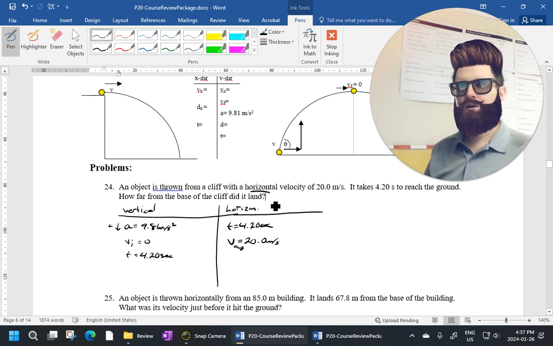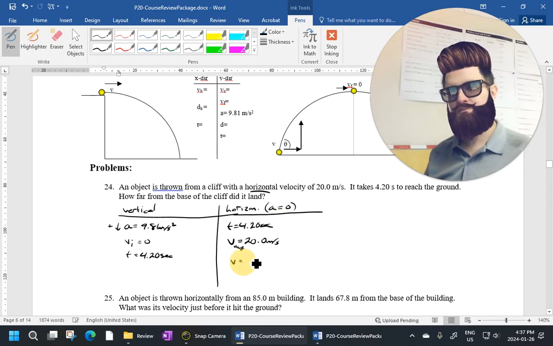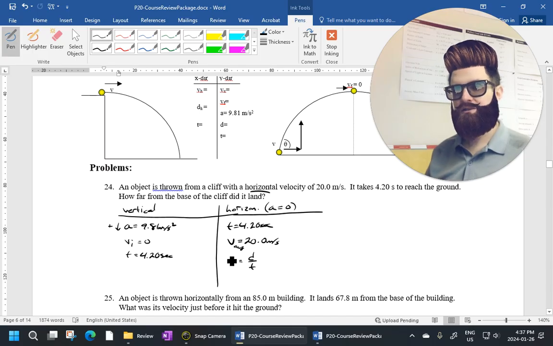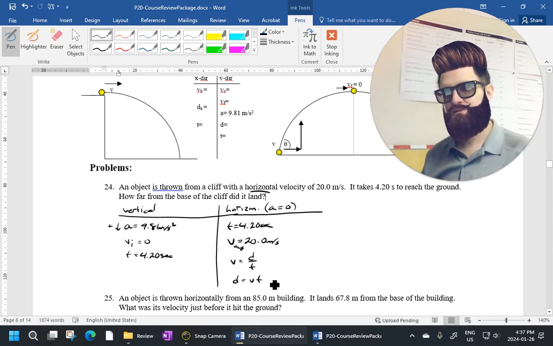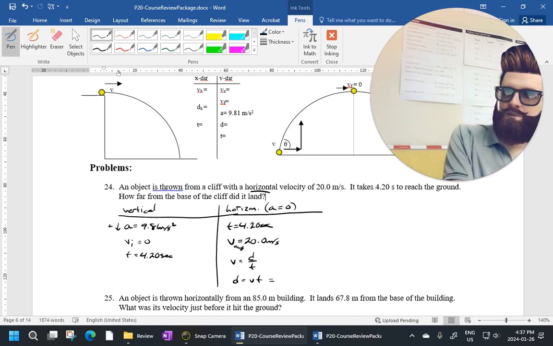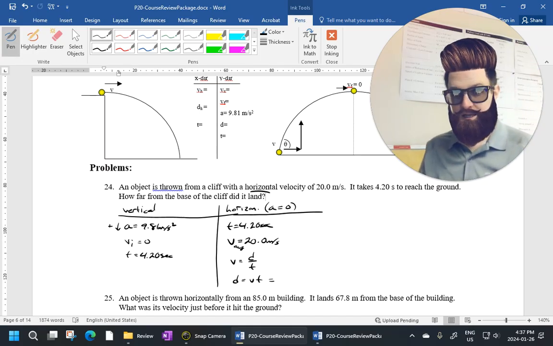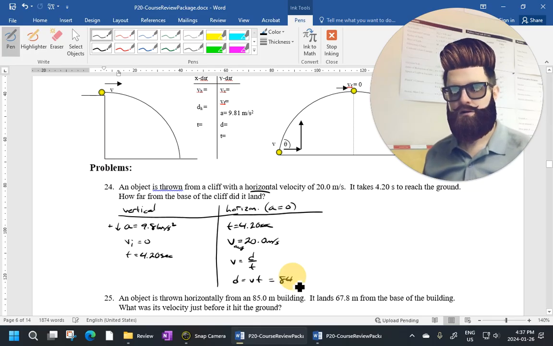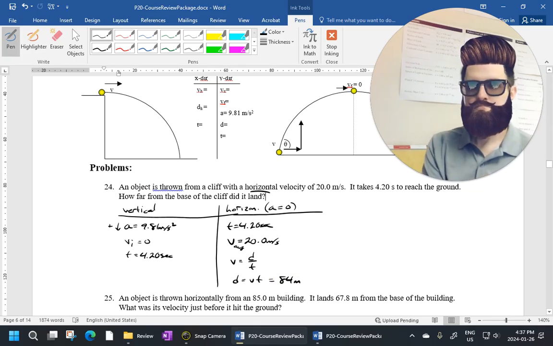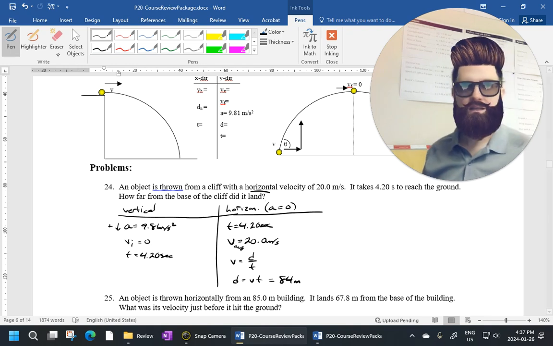And in the horizontal direction, my acceleration is 0, right? So what's nice about that? In the horizontal direction, I'm allowed to use V is equal to D over T. And look at this, this is how far from the base of the cliff it lands. So I'm looking for that displacement there. It's really just V times T. 20 times 4.2, so 84 meters. 84.0, because I need that extra bit.